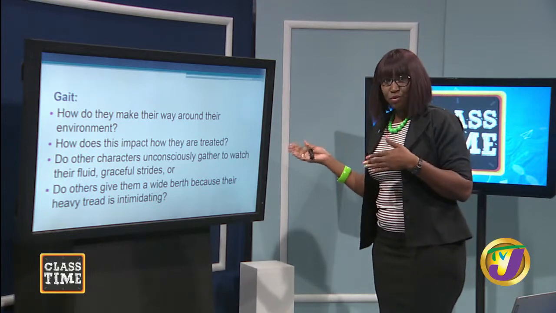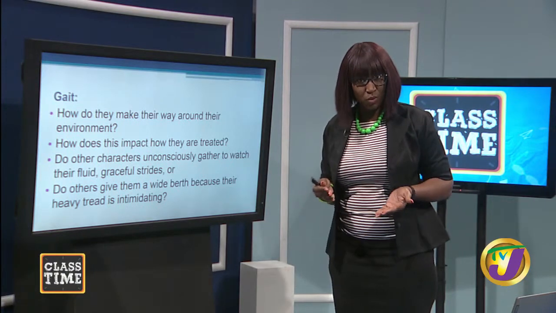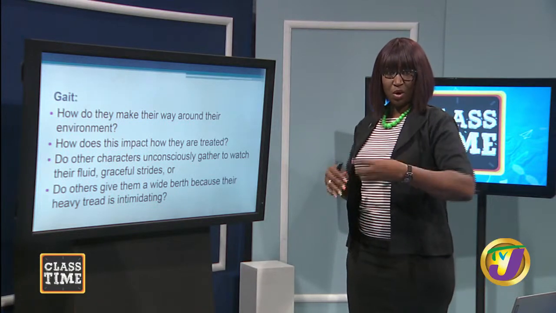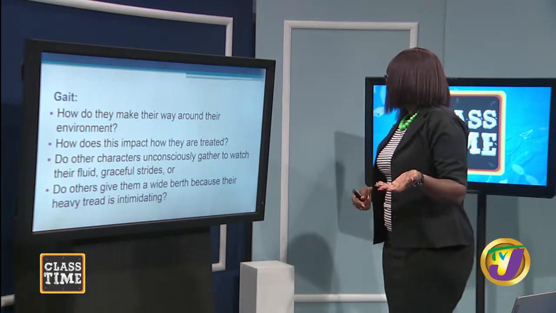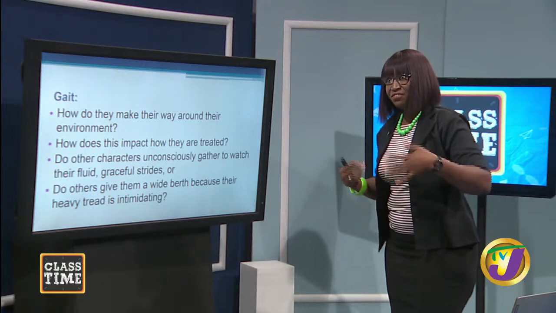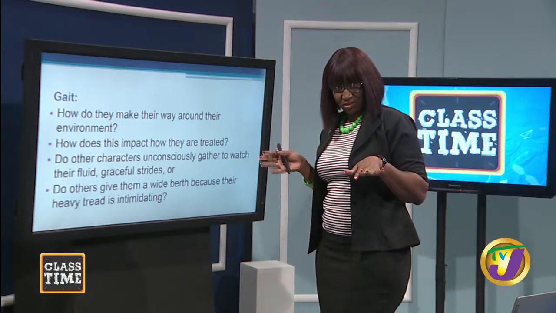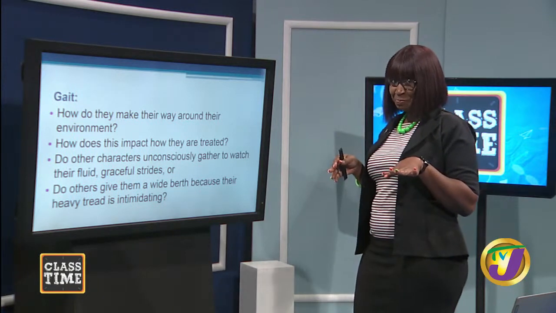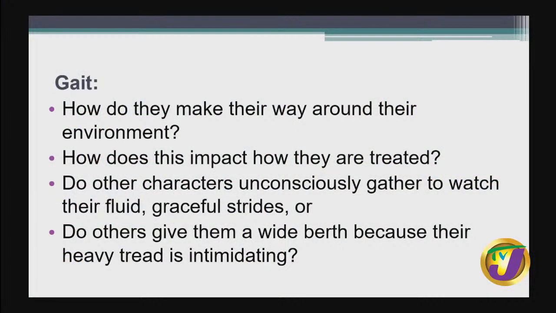Now, how is that going to impact how they are treated? Because if John Brown walks like he runs the school, then of course everybody is going to respond in like manner, because he has this confidence in how he walks. So everybody is going to treat him as if he's the top man. Then think about a situation now. Say for instance, a female, when she walks, are the other men unconsciously looking and watching and saying, yes, girl? Is that the kind of situation that you have? So the way your characters walk will tell you quite a bit about them.